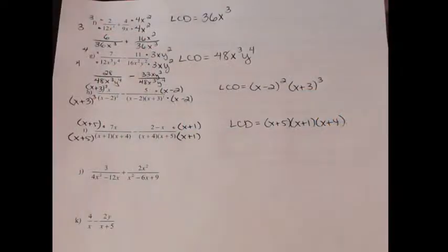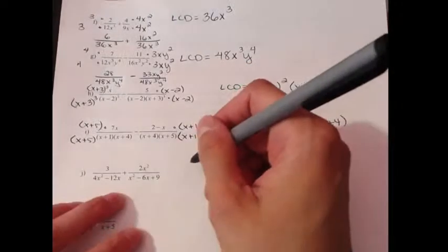Take a look at part J, though. This is slightly different. For part J, we have 3 over 4x squared minus 12x plus 2x squared over x squared minus 6x plus 9. The reason that this one is different is because your denominators have not been factored yet. We need to start there. So I'm going to rewrite this.